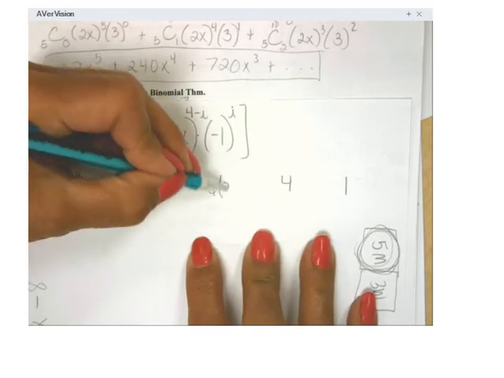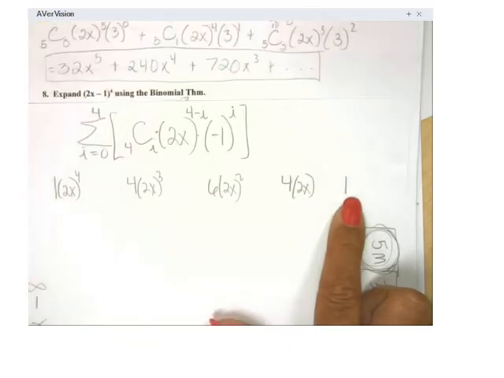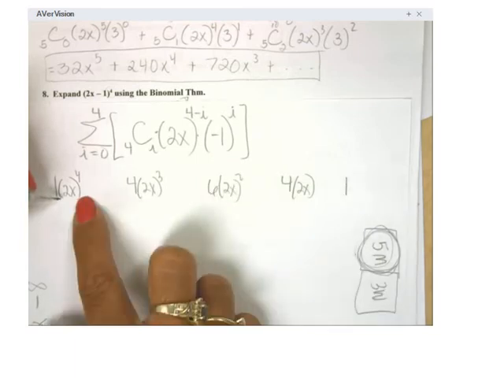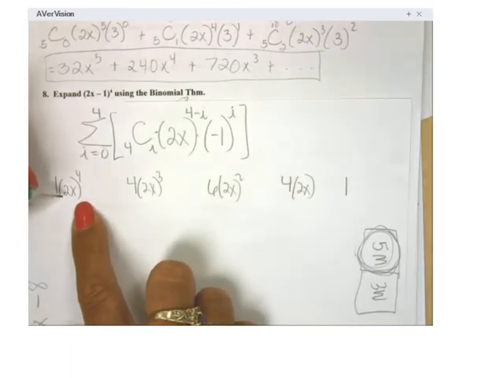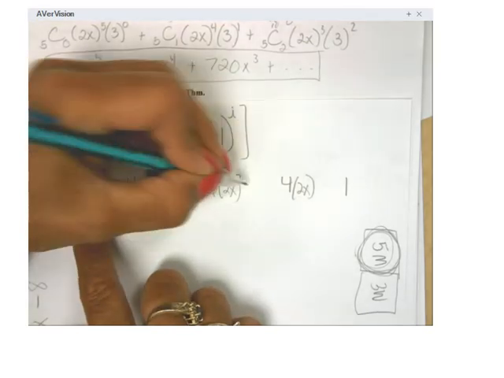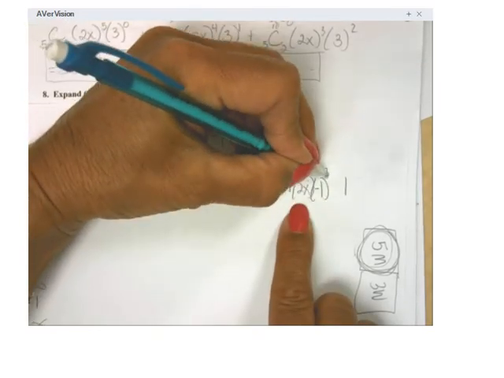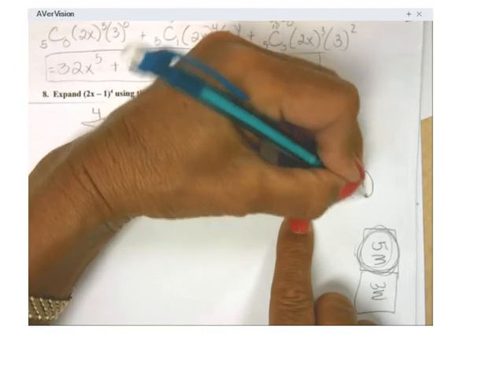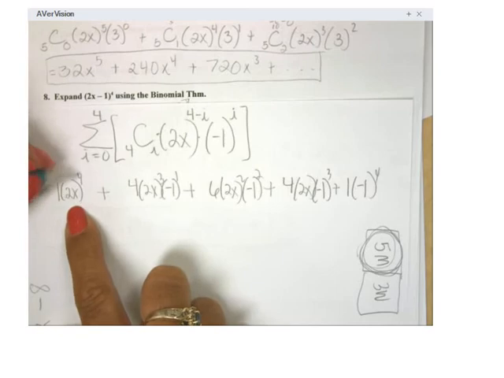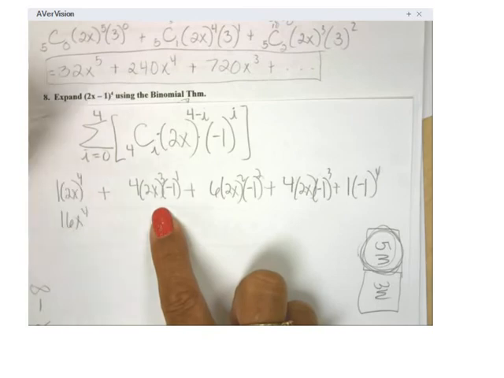And then remember, the next thing is this 2x in parentheses. It's going to start out to the 4th power. Then he's going to go down to the 3rd, put it in parentheses, to the 2nd, to the 1st, and to the 0th, and I'm not going to bother writing down the 0th. Likewise, this negative 1 is going to start out to the 0th power. I won't bother putting it down. I'll just put the plus sign. Then he's going to be to the 1st, then to the 2nd, then to the 3rd, and then to the 4th.